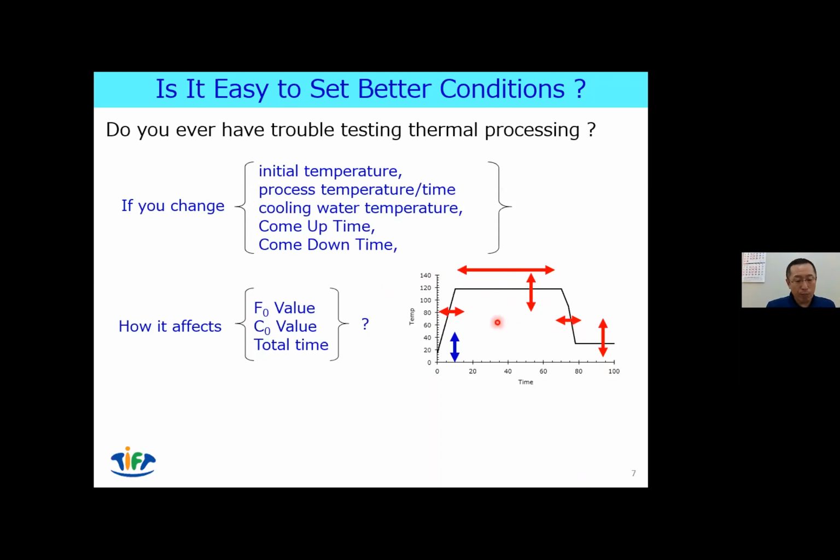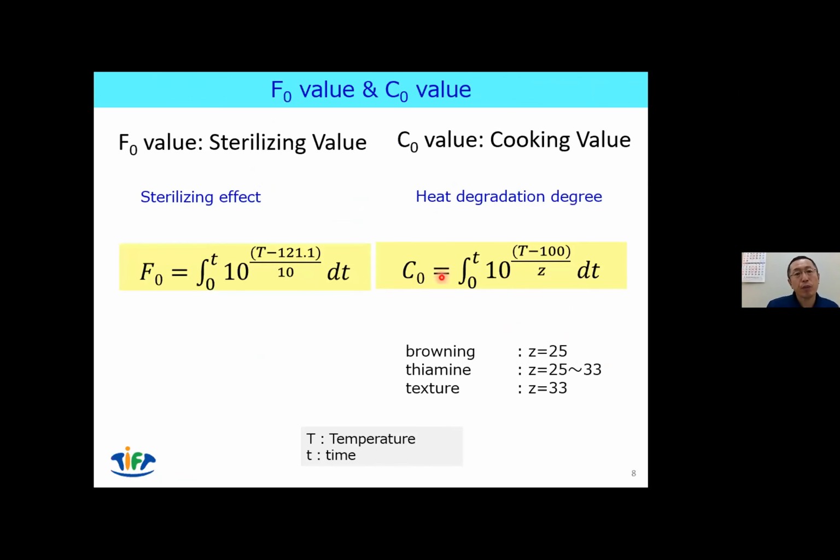By the way, for those of you who don't know what F0 and C0 values are, I will explain them in the following slide. The F0 value is related to the sterilization effect, and the C0 value is related to the heat degradation degree of packaged food.